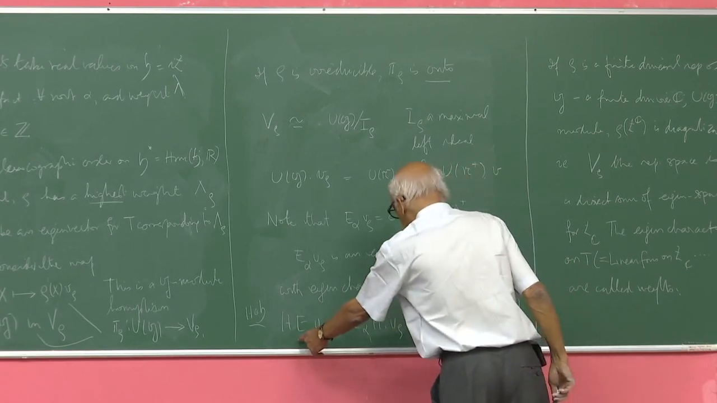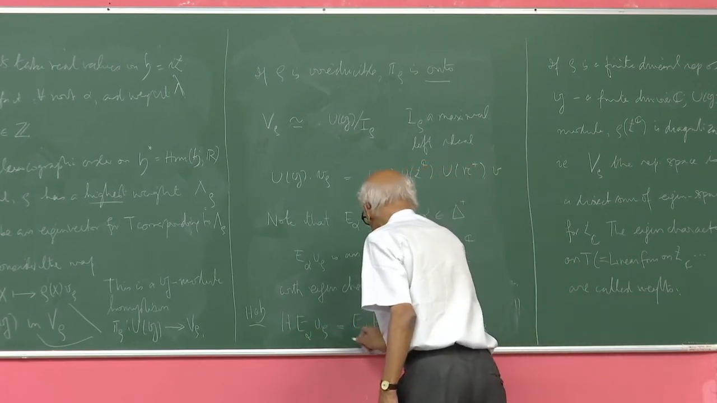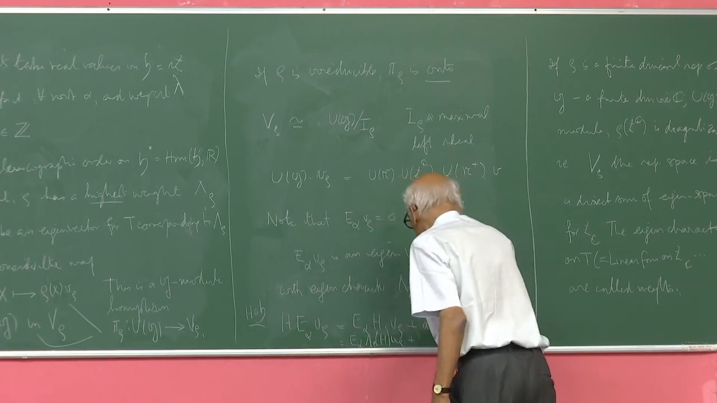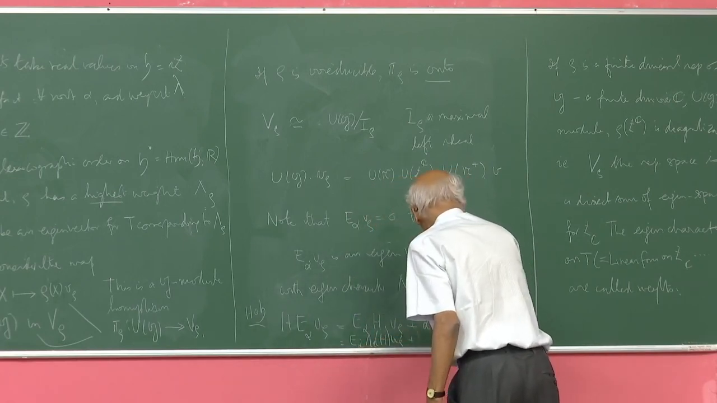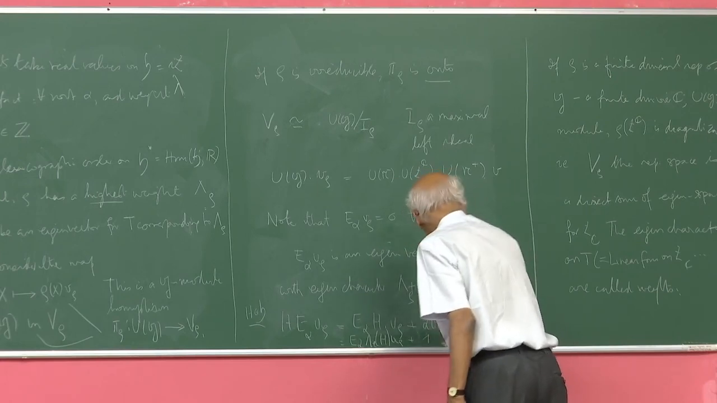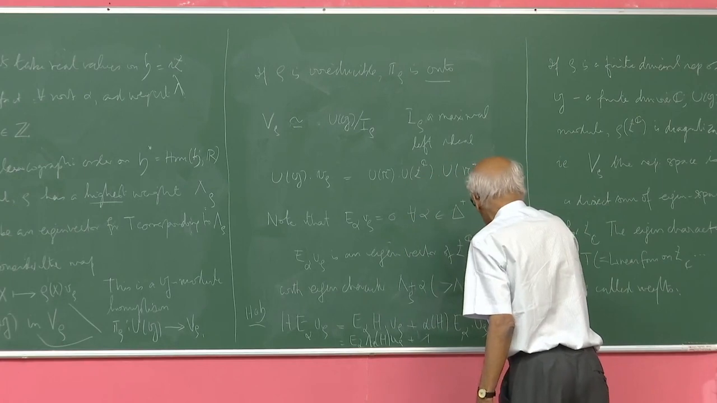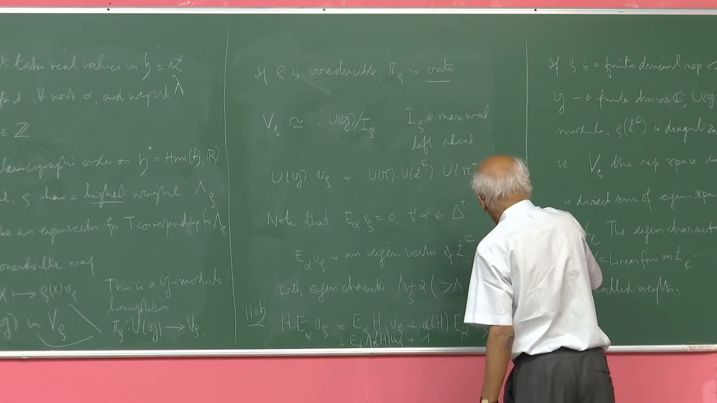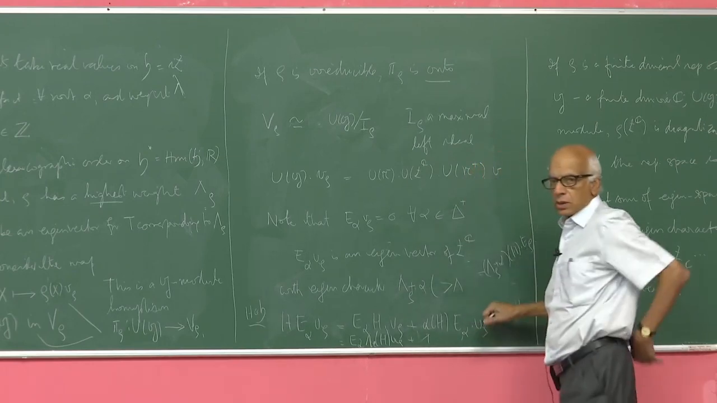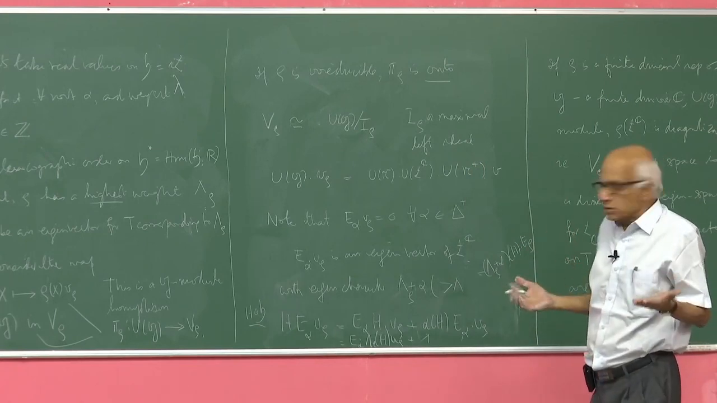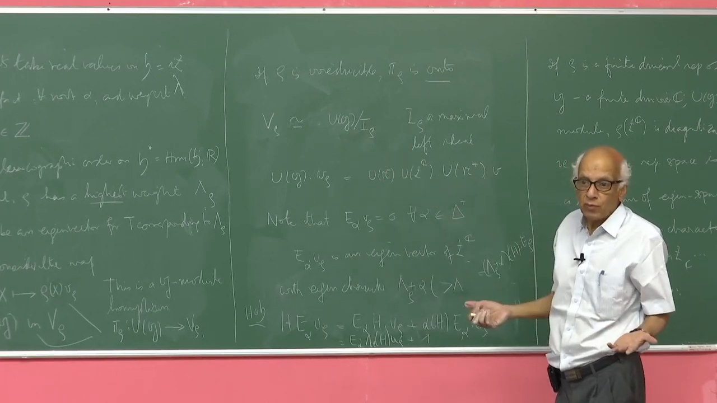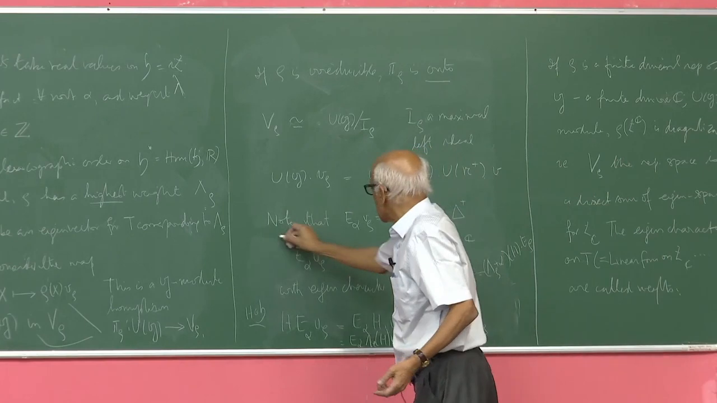So you find H E alpha V rho: H V rho we know is lambda rho H V rho, so this is E alpha lambda rho H V rho plus alpha H E alpha V rho, and the two add up to lambda rho plus alpha of H. So this vector will correspond to something of higher weight, which is not possible because lambda rho is highest, which means it has to be 0. So note that this is true.